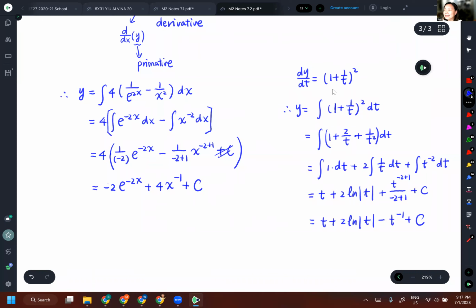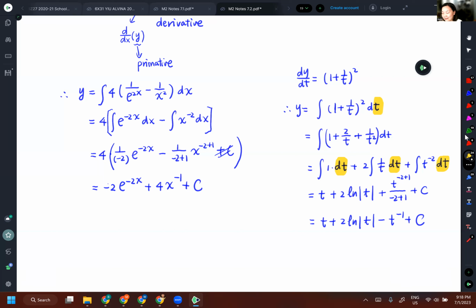Now for this one, I think I need to show you the answer because of the notation. This time, I think you know we need to change x to t, but not just in the derivative. I should also change the integral, this part. It's not dx anymore, it's dt. I hope you realize that. And then you expand, and after expansion, you should remember dt, dt, dt. And in the end, plus c. I remember plus c.